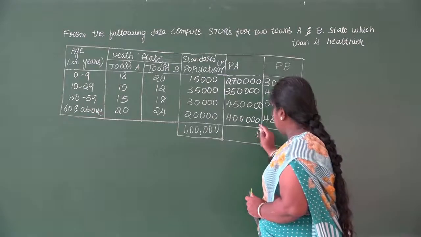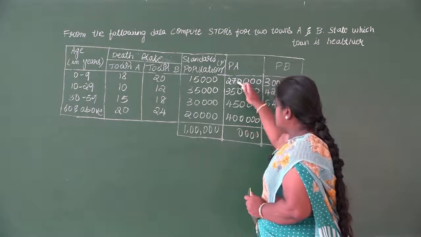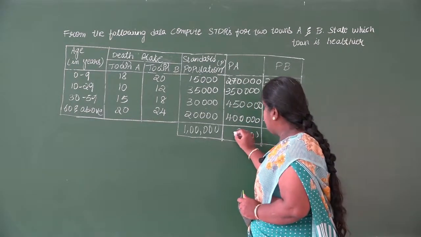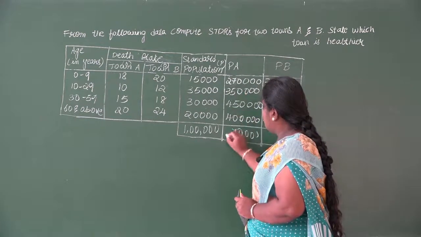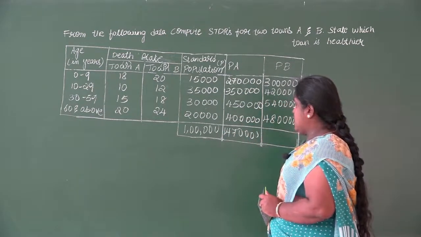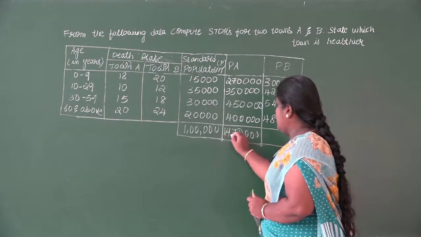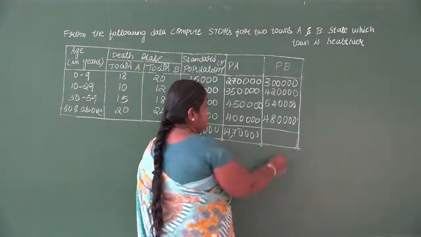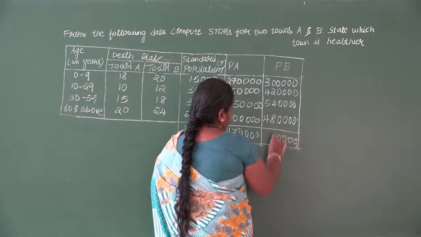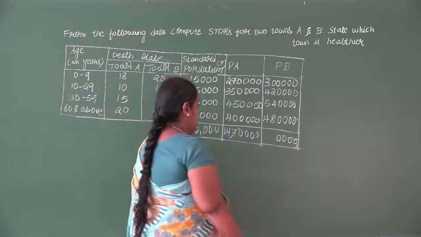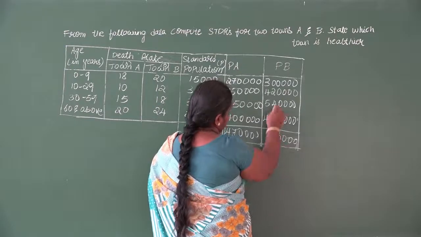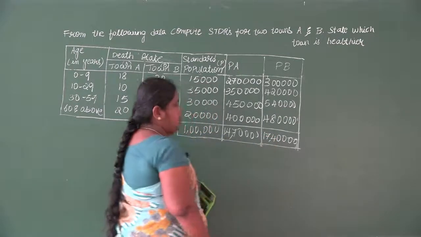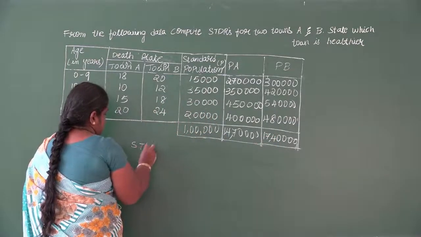Then PA total. You can just add the numbers: 27 plus 35 plus 45 plus 40 will get 14,70,000. Then PB total: 3 lakh plus 4,20,000 plus 5,40,000 plus 4,80,000. Again just add only the numbers, the 4 zeros are common, will get 17,40,000.